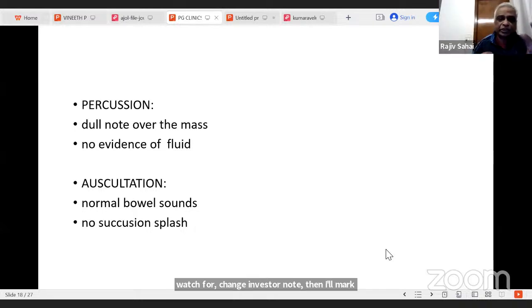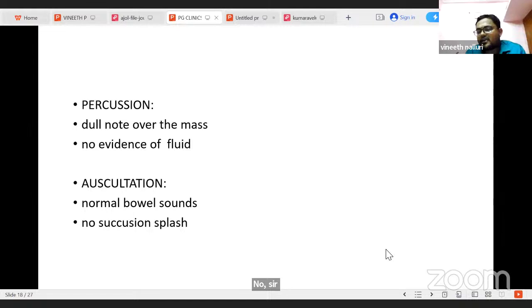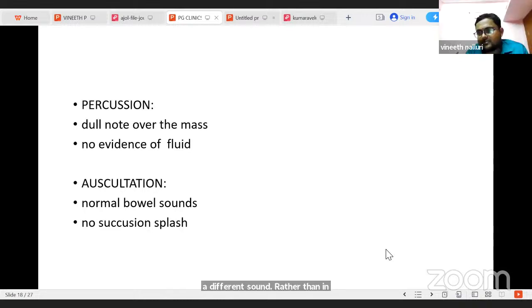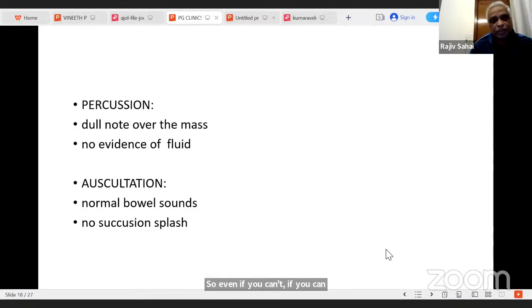So you have to keep your stethoscope, and you have to scratch over it or flick over it, radially. Because the stomach is full of water, or fluid, right? So it will give a different sound rather than in the abdomen. So that's how you mark it, right? Yes, sir. So even if you can't make out by other ways, by percussion, whether it's enlarged or not, you'll have to do this.